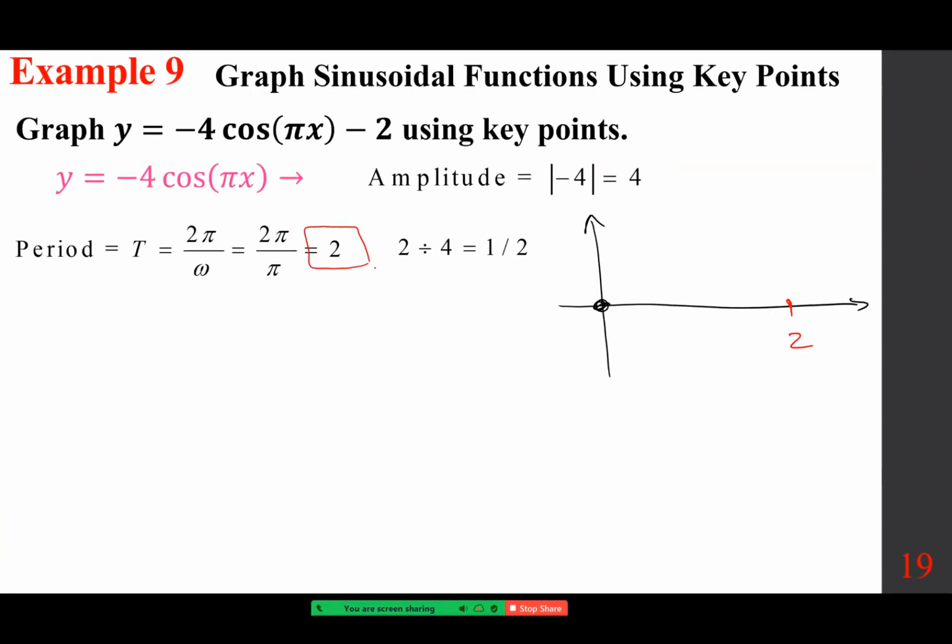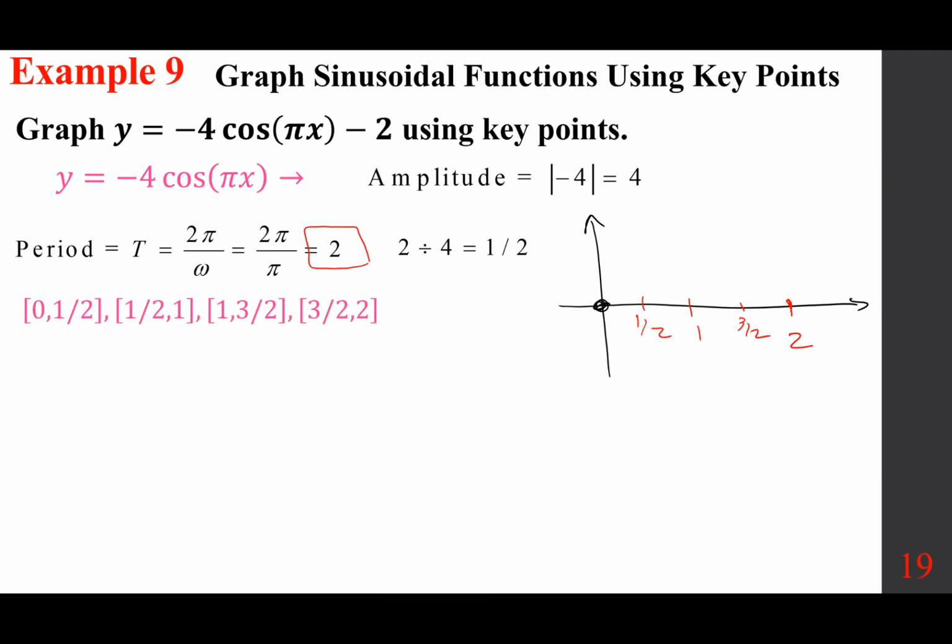This is the period, and we're going to cut it in 4 pieces. This is 1, 1/2, 3/2. Okay, and so we go from 0 to 1/2, 1/2 to 1, 1 to 3/2, 3/2 to 2. So that's what we do. And now you're going to plug in 0, just for the sake of argument.